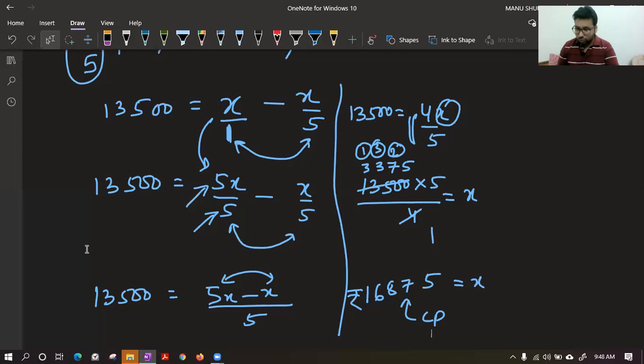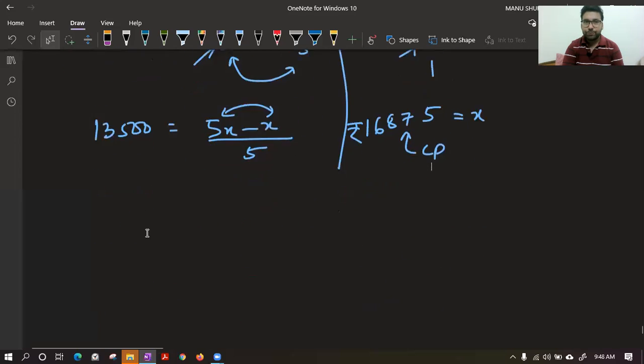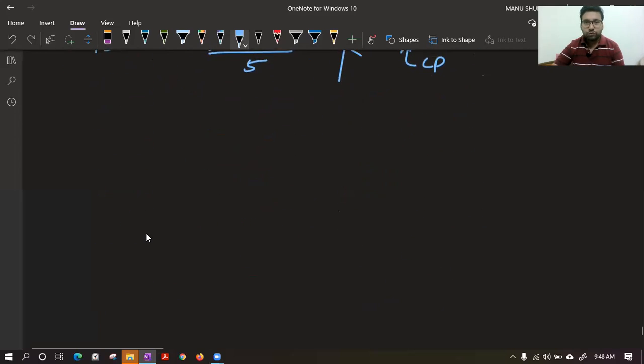Okay. Now time is how much? We have very little time left. So let me tell you the concept of compound interest and simple interest. The concept of interest.